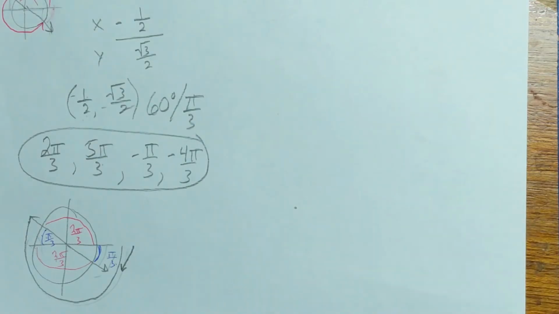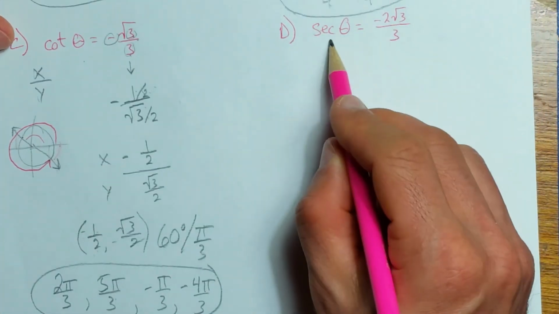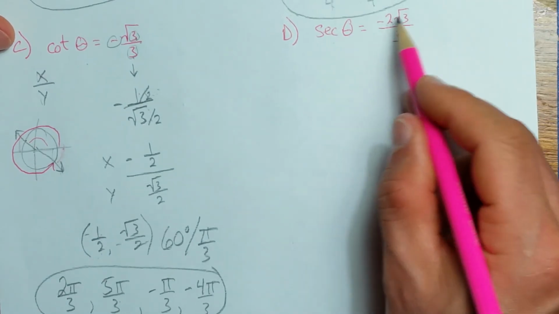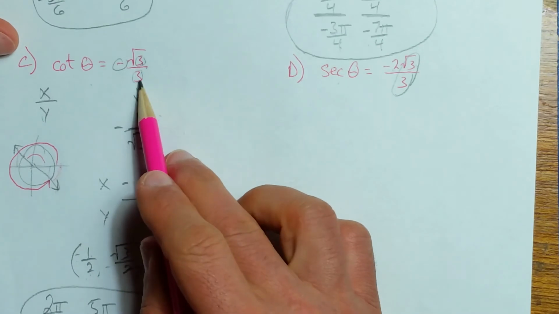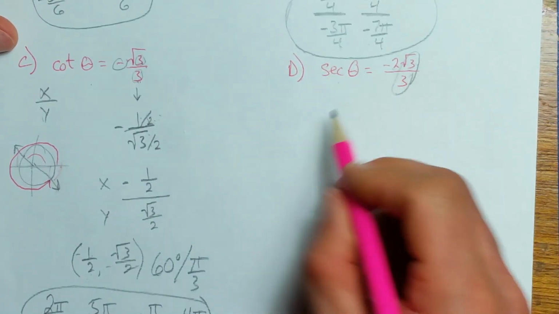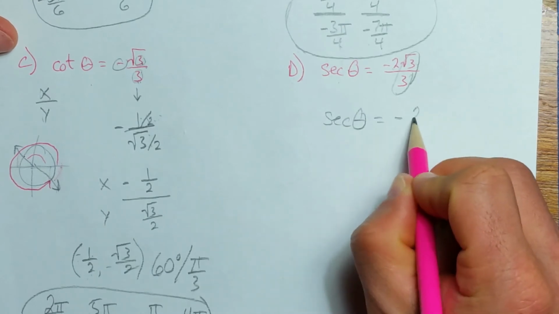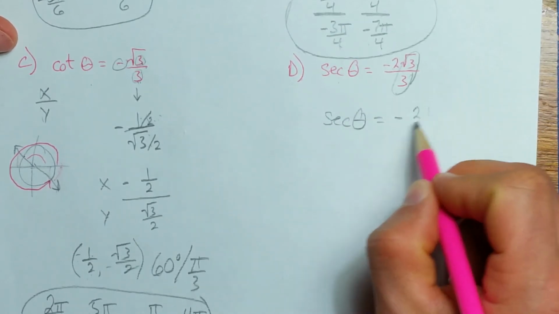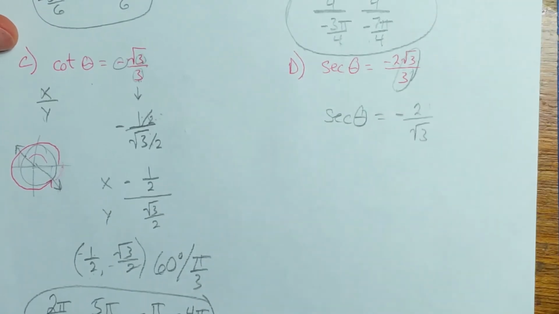Alright, another thing that you could do, well, let's just leave it at that. Last one, secant. Negative 2 square roots of 3 over 3. Notice this again, just like we noticed over here. I can tell that's been rationalized. So I can say the secant of theta is equal to negative 2 times 1 over the square root of 3, or it's really just negative 2 over the square root of 3.